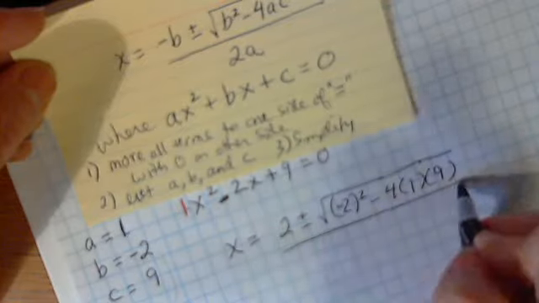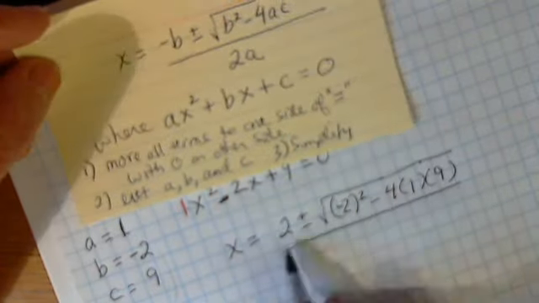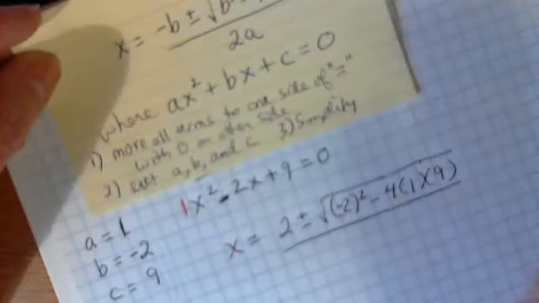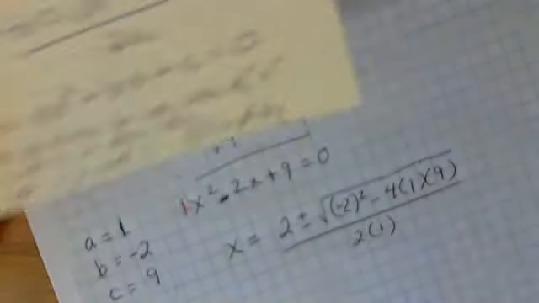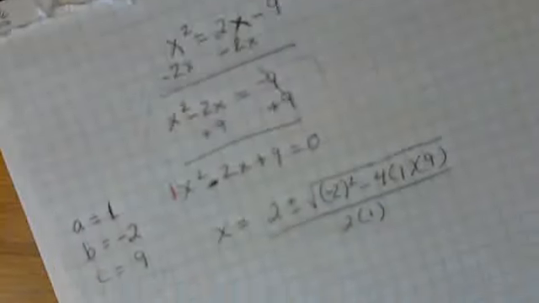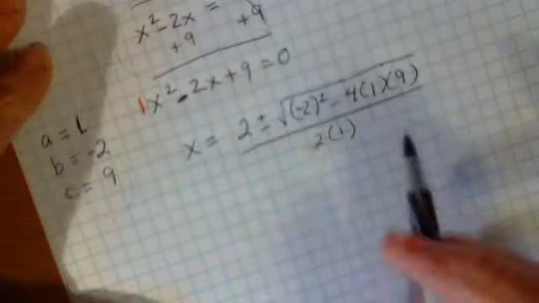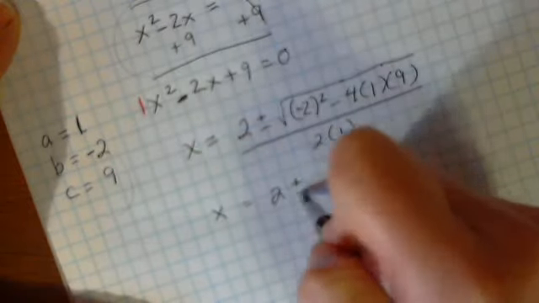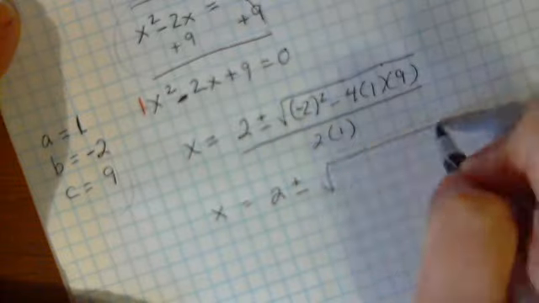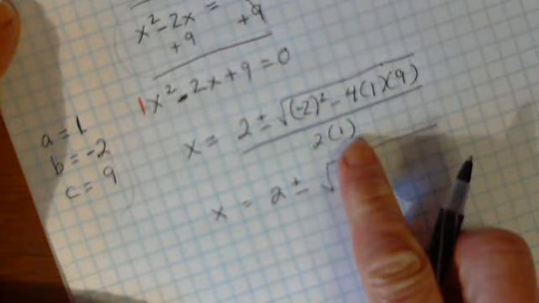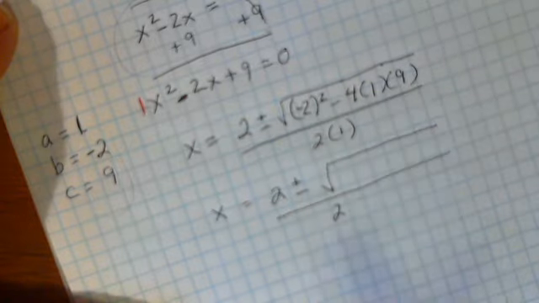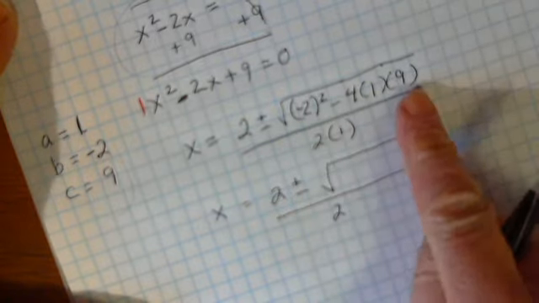Put the quotient, the dividing bar, underneath, and on the bottom, remember, it's 2 times A, so 2 times 1. Alright, now we begin simplifying this side of the equation. What I usually do is simplify the bottom first because that's always easy. 2 times 1, and then I'm less likely to forget it. 2 times 1 is 2. And then I go work on what's under the square root sign.